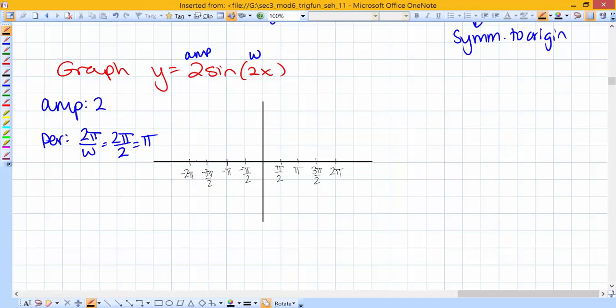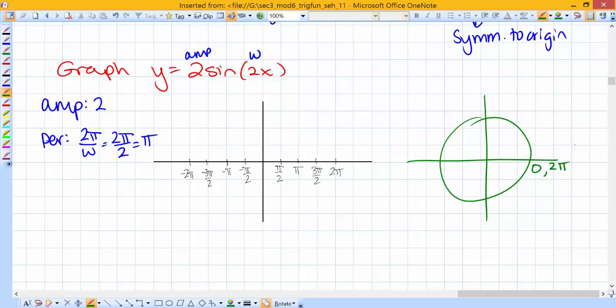All right. Now, I'm actually ready to graph this. Again, I'm going to use the movement of the circle. 1 full revolution is pi. 1 full revolution. So what this is saying, normally a circle would be 0 and 2 pi. In this case, it's going to be 0 to pi.